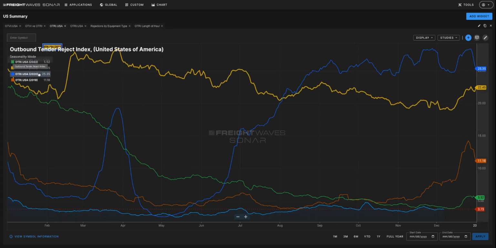So you're able to see as of yesterday how much freight is being rejected. And again, I have the past 4 years overlaid. So again, the green line is going to be last year. 2021 is the yellow line. This blue line is going to be 2020. And then orange is going to be 2019.